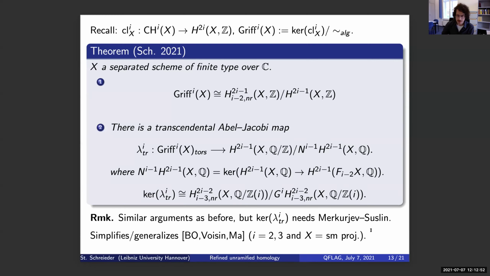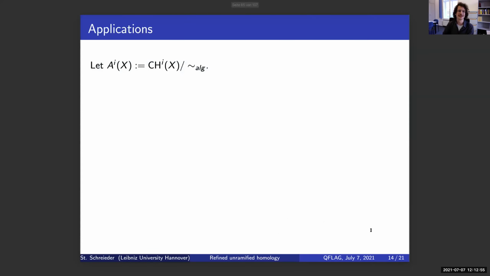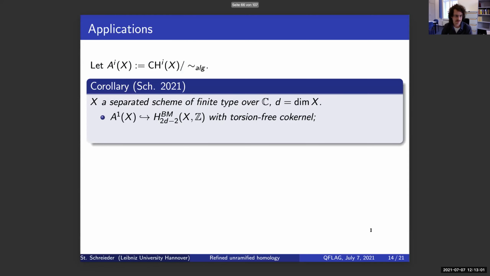Okay, so I'm slow. So what can we do with this? Some applications. Let A^i(X) denote the Chow group mod algebraic equivalence. Then a simple corollary of these complicated looking formulas before is the following. If X is a separated scheme of finite type over C, and d is the dimension, then the Chow group of codimension 1 cycles mod algebraic equivalence injects into Borel-Moore homology via the cycle class map, and the cokernel is torsion free. So in particular, if you have a torsion class in here, it must be algebraic.